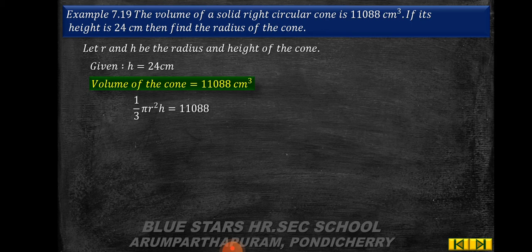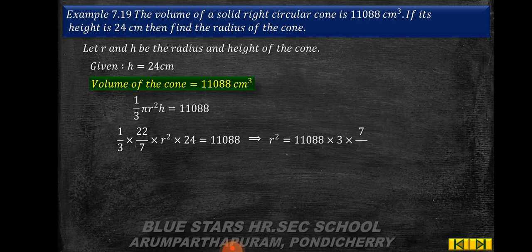That is, volume of the cone is 1/3 pi r square h is equal to 11,088. That is 1/3 into 22/7 into r square into h is 24, which is equal to 11,088, which implies r square is equal to 11,088 into 3 into 7/22 into 1/24.